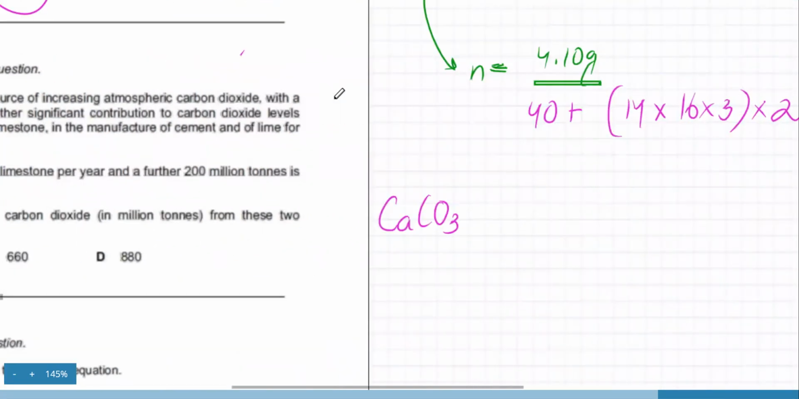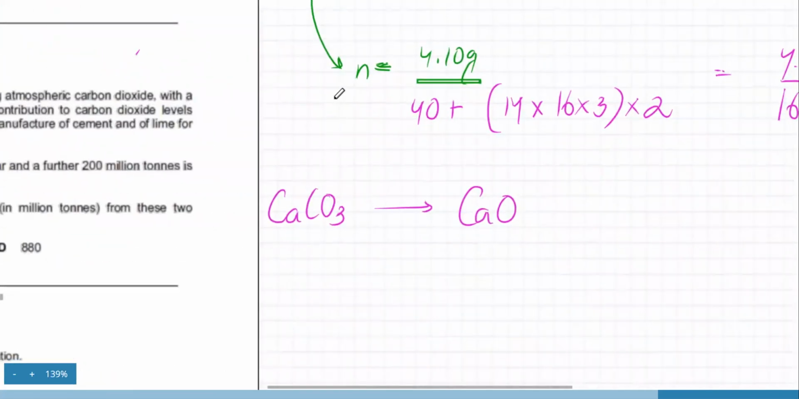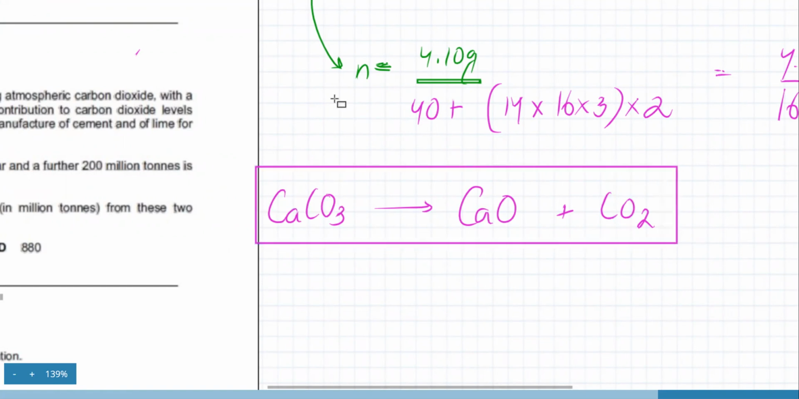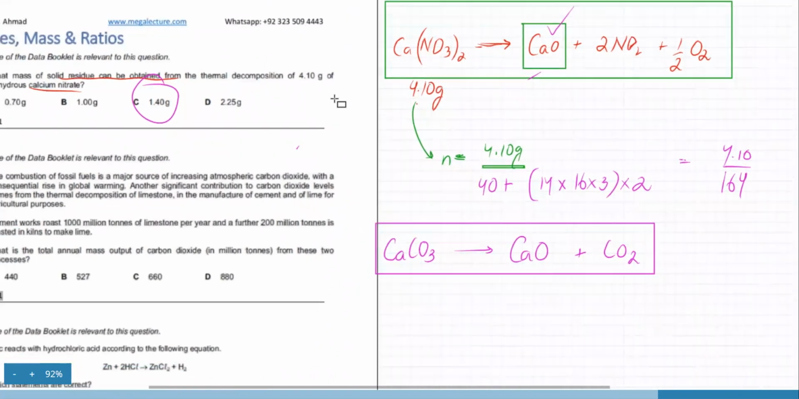And calcium carbonate decomposes, carbonates also decompose. They produce calcium oxide exactly the same way as the nitrate produced calcium oxide, except that there is no NO2. There's going to be carbon dioxide gas produced. So you have to remember the decomposition of nitrates and the decomposition of carbonates. These are the two equations for group 2.